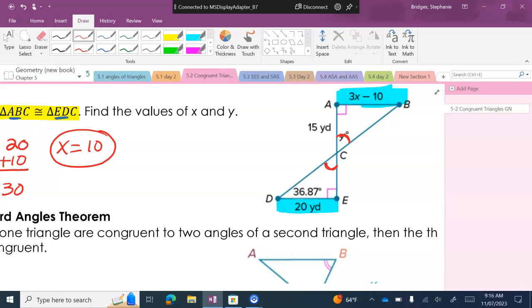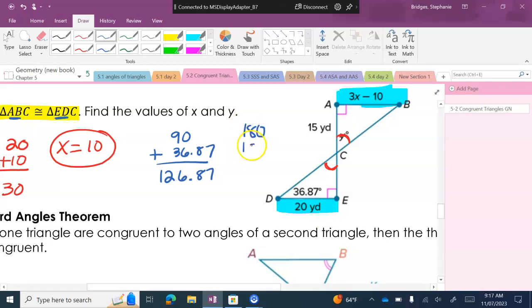Yes, I do. So what I'm going to do is add my two angles that they gave me. What two angles did they give me in the bottom triangle? 90 and what? 36.87. Everybody does remember that that box is 90 degrees, yes? And then I'm going to do 180 minus the 126.87. And I cheated and used a calculator, okay? And that's going to give me 53.13. So guess what y equals? 53.13.